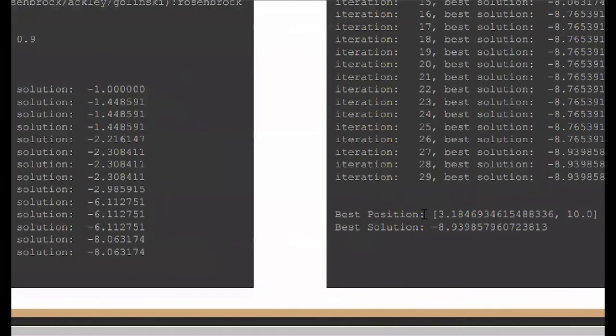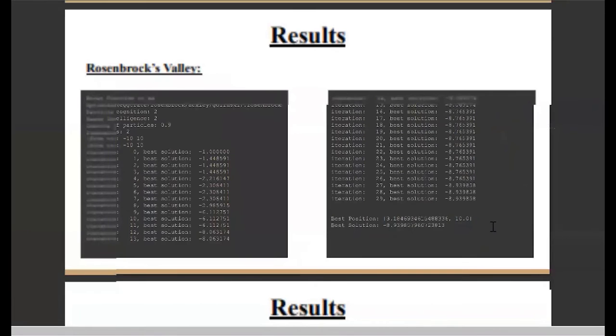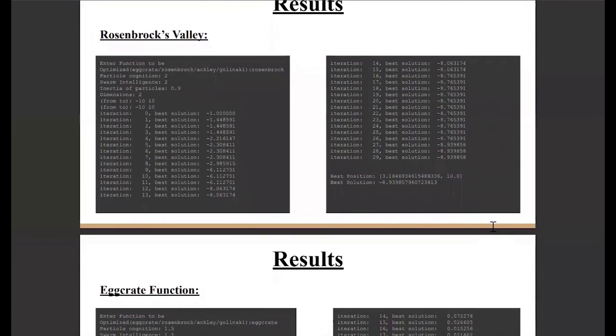The best position that we have obtained is 3.18 and 10, and the best solution that we have obtained, the functional value, is minus 8.9. Now, as we discussed earlier, the global minima should have been at 1, 1, since the values of a and b are 1 and 10. Since it's 3, 10, there is more scope of improvement in our algorithm.